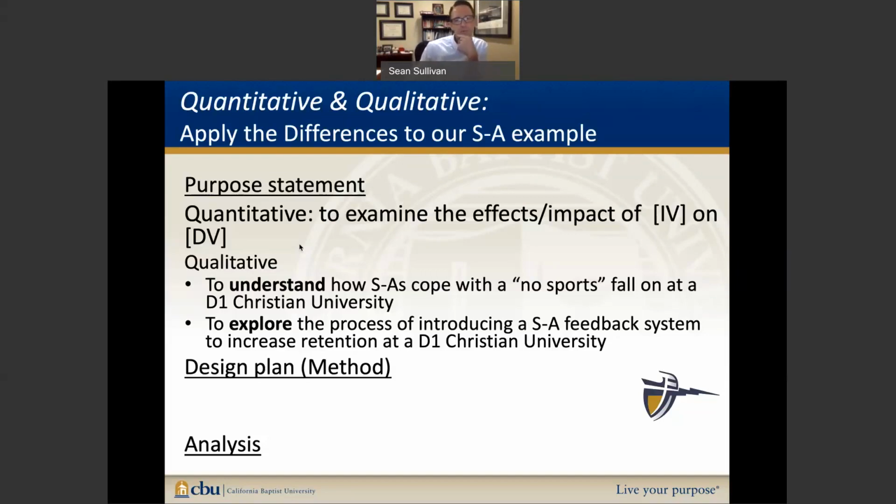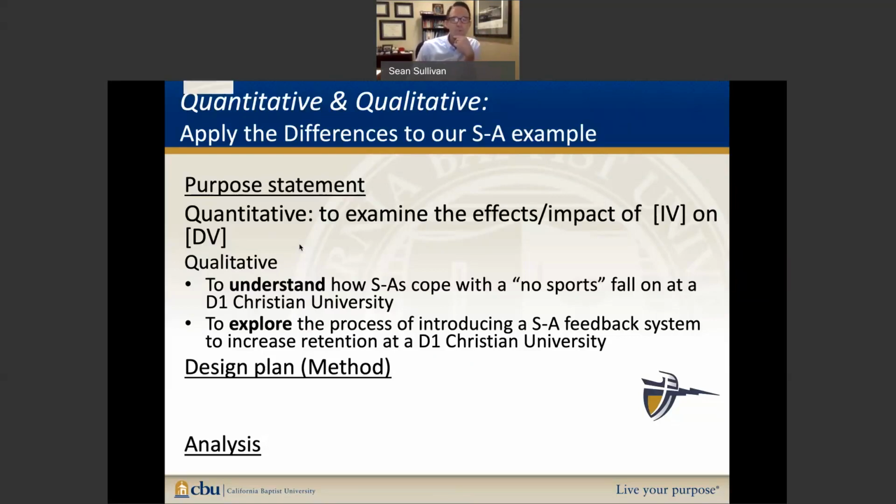So we could design a quantitative purpose, but to contrast that, a qualitative purpose, here's some of the language. A couple of example purpose statements could be, first, to understand how student athletes cope with a no sports fall at a Division I Christian university. So we all know fall sports are out for CBU this semester. If we want to know how our athletes are coping, what's the process that they're using to regulate their emotions, to develop healthy behaviors, how do they feel, what's it like to live through it, then notice the words here. Qualitative research seeks to understand and explore. It doesn't seek to examine or to quantify.